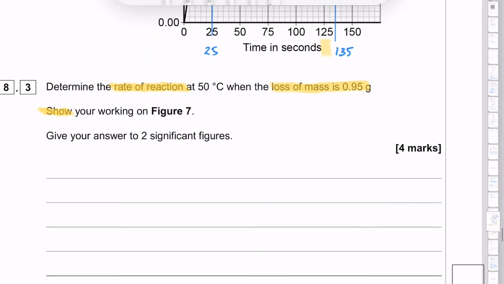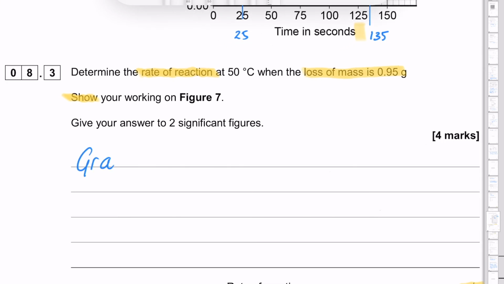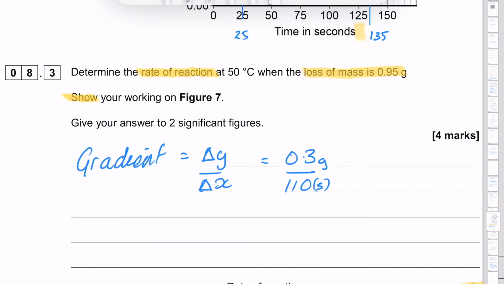Now I've got those two bits of information, I can put them into my calculator and calculate the gradient. Let me just show you how you do that. So the gradient is equal to the change in y divided by the change in x. The change in y was 0.3 grams. The change in x was 110 seconds. I'll plug those into my calculator now.